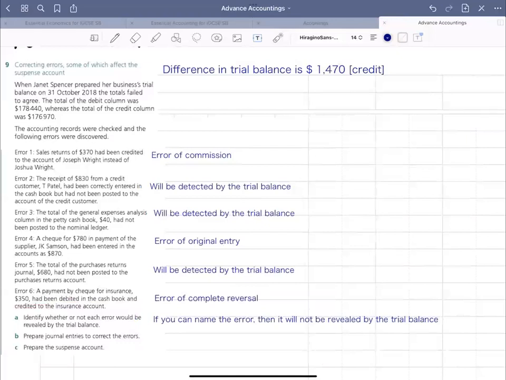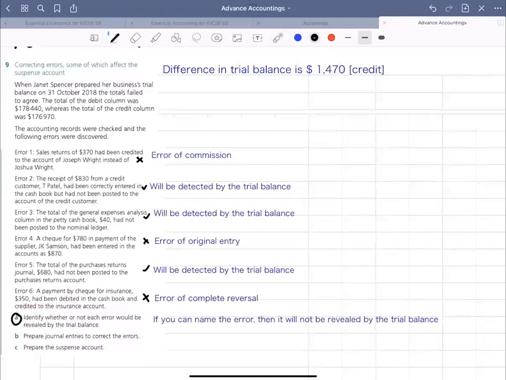So this is done already for question A. These are the things that will not be detected, will be detected, will be detected, will not be detected, will not be detected, as long as you can name them. So you have to remember the names of your errors properly. Okay, so once we're done here, we're going to look at B, prepare journal entries to correct the error.